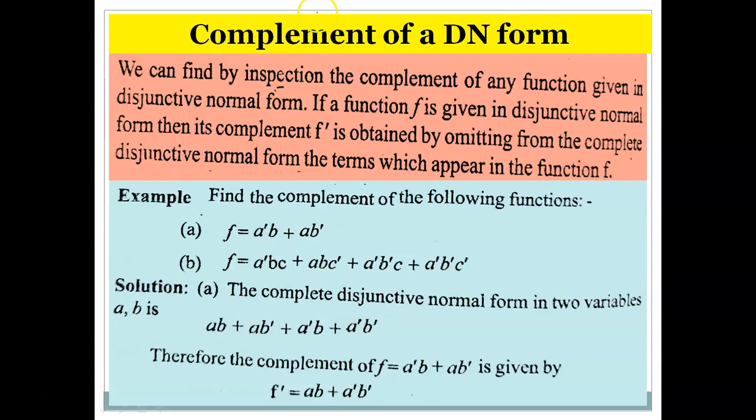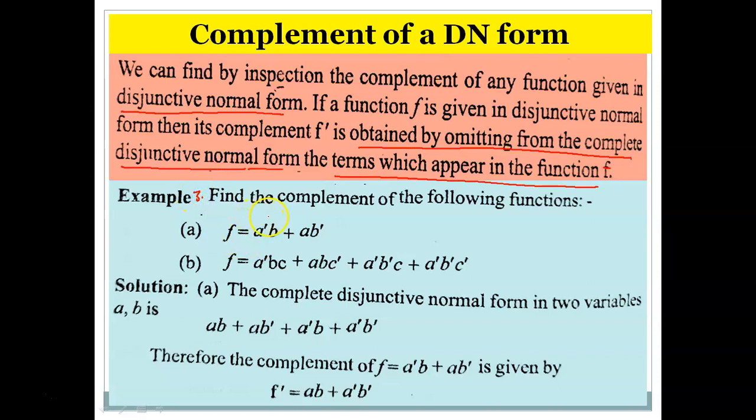The complement of a disjunctive normal form. We can find by inspection the complement of any function given in disjunctive normal form. Suppose you are given a function in disjunctive normal form and you are asked to find the complement of that function, then how do you find that? If a function f is given in disjunctive normal form, then its complement, f complement, is obtained by omitting from the complete disjunctive normal form the terms which appear in the function f. It will be clearer with the help of an example.